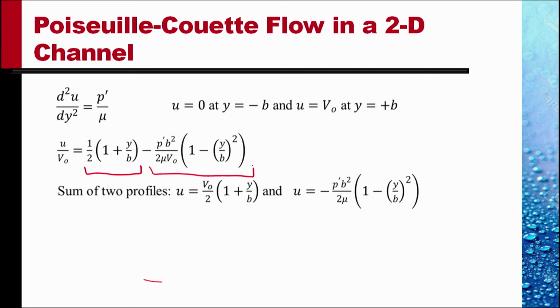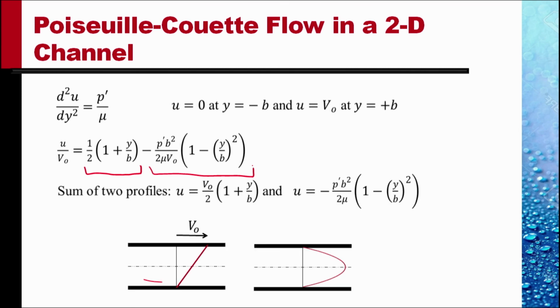The first part is a linear velocity profile because of the motion of the upper plate that we have discussed earlier. The velocity varies from 0 at the bottom plate linearly to the velocity V naught at the upper plate.